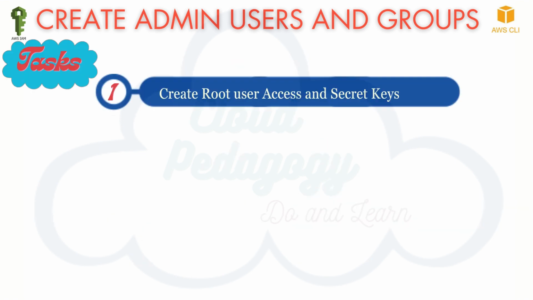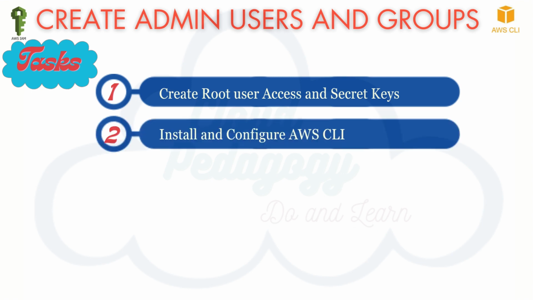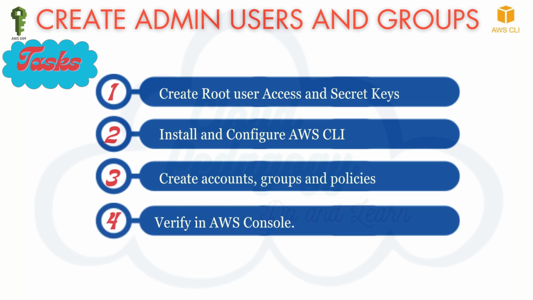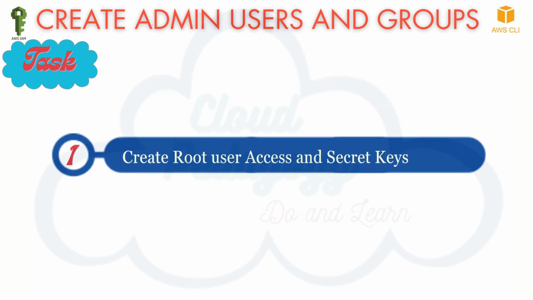In task 1, we will create root user access and security keys. In task 2, we will install and configure AWS CLI. In task 3, we will configure accounts, groups and policies in the command line interface. Finally, in task 4, we will verify the same in the AWS management console. Start with task 1: create root user access and secret keys.